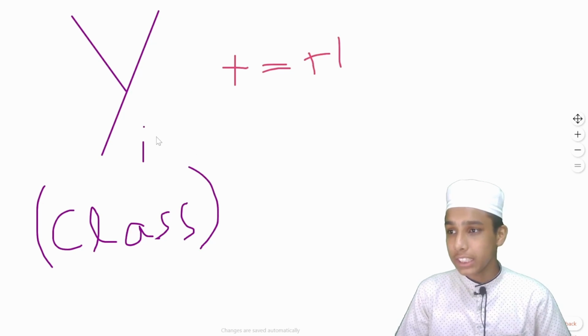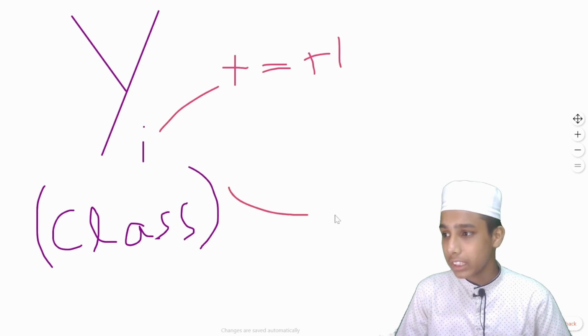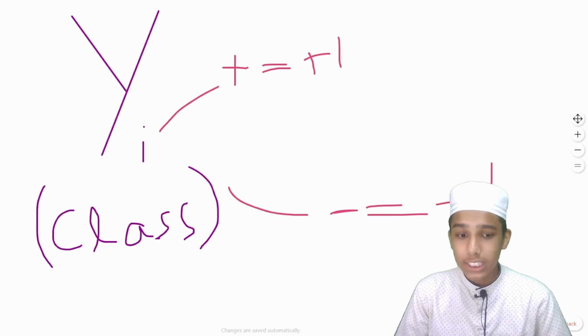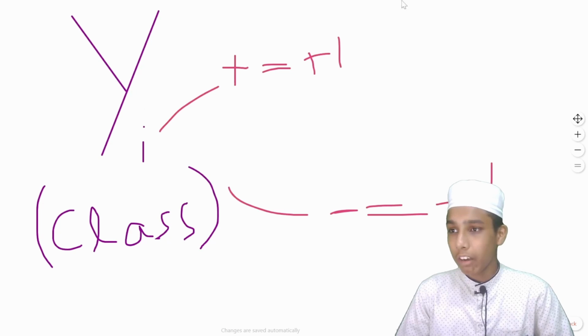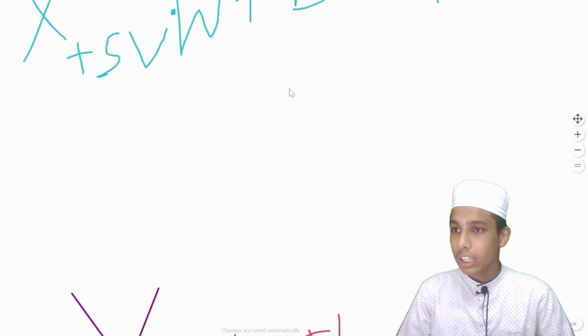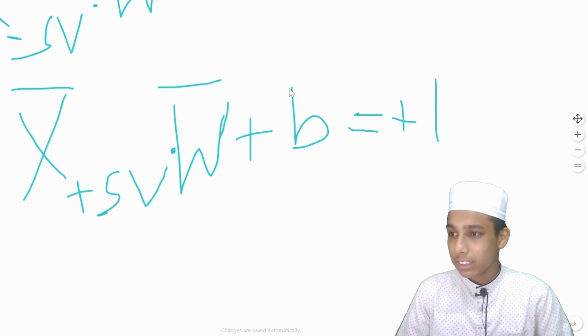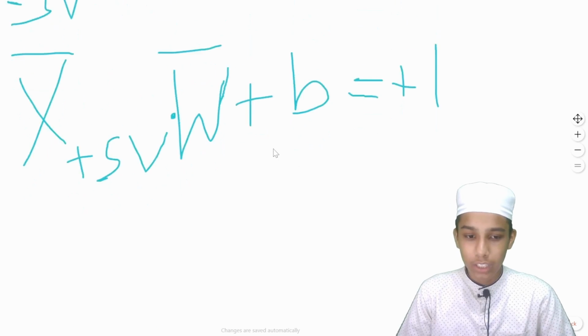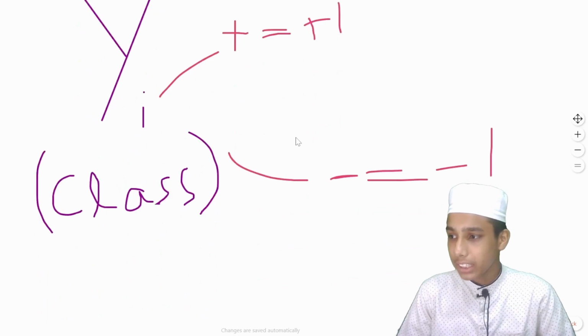But guys, if it is in the minus, then it's going to be minus 1. So this is simple. Now what you have to do is multiply this y sub i with the equation that you are seeing here, that is x sub i dot w plus b equals 1. Now let's come back here.